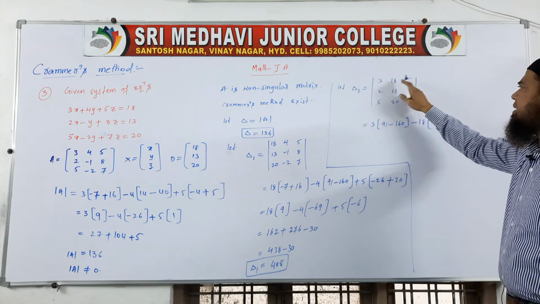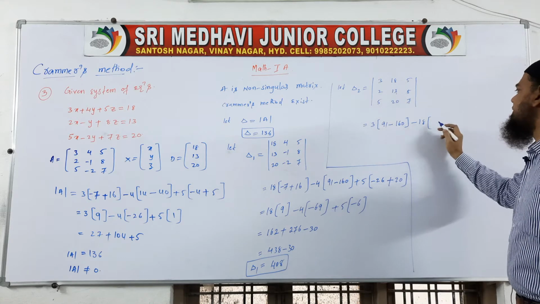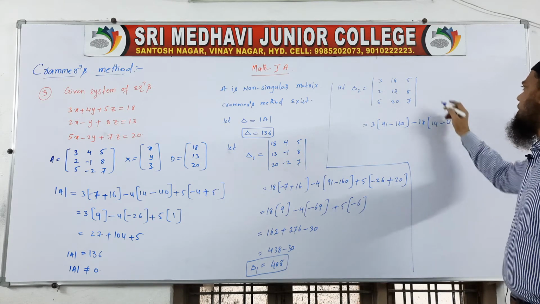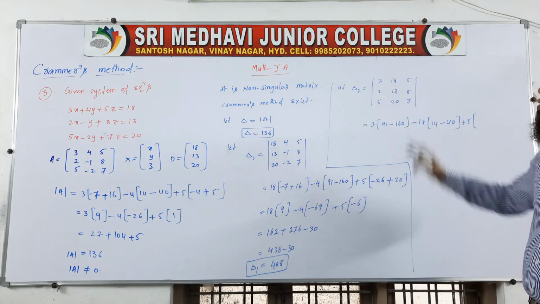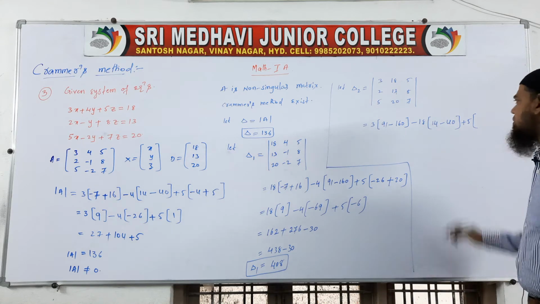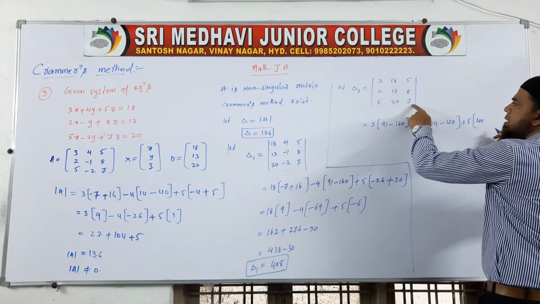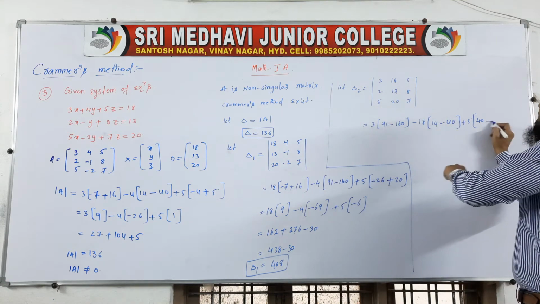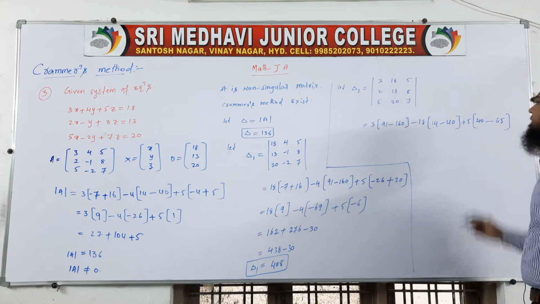So remove the row and column. 2, 8, 5, 7 is there. 2 into 7. 2 sevens are 14. Minus 5 8s are 40. So the last number is plus 5 into, now 2 into 20. 2 into 20, that is 40. See, when you remove this row and column, you are having only these 4 numbers. 2 into 20, that is 40, minus 5 into 13, that is 65.